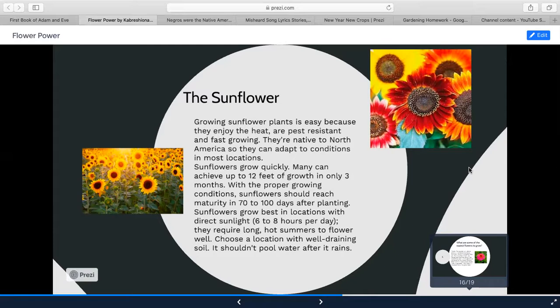Because the weather in North America is so like every season, like during the week, we experience so many different types of weather. Just yesterday, it was raining and then it was sunny outside. There was a rainbow. So the sunflower can endure.